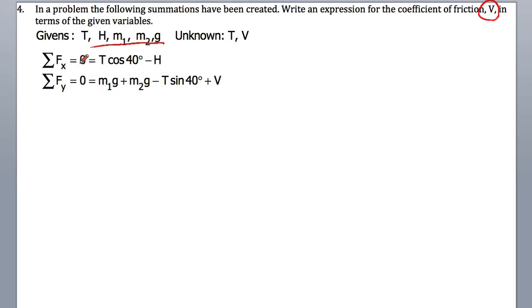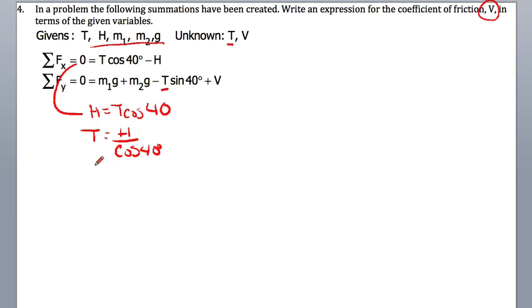So what I'm going to do is take this top equation up here and solve it for t. First thing I'll do is move h to the other side, so that becomes positive h is equal to t cosine 40. Then I'll solve it for t, so t is equal to h divided by cosine 40. Then, because I'm using this method of substitutions, I'm going to substitute in for t, because that was one of my unknowns up here. So I'll get rid of that.